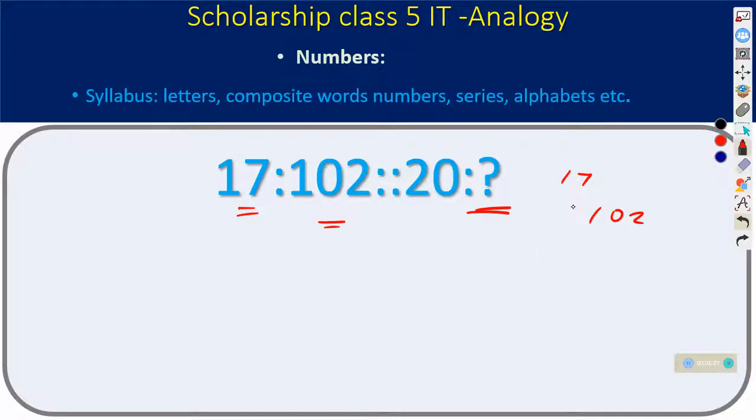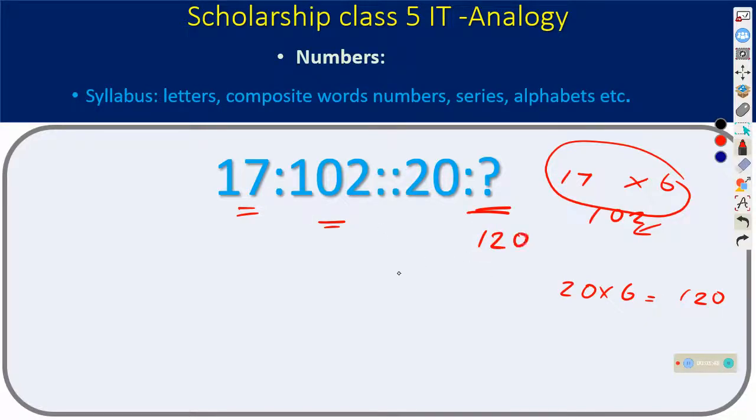And this one in front of you is comparatively a simpler format, according to me, because by multiplying 17 with 6 you will be getting 102. In that case, the answer for 20 will be 20 into 6. The answer should be 120. So the answer in this place is 120.